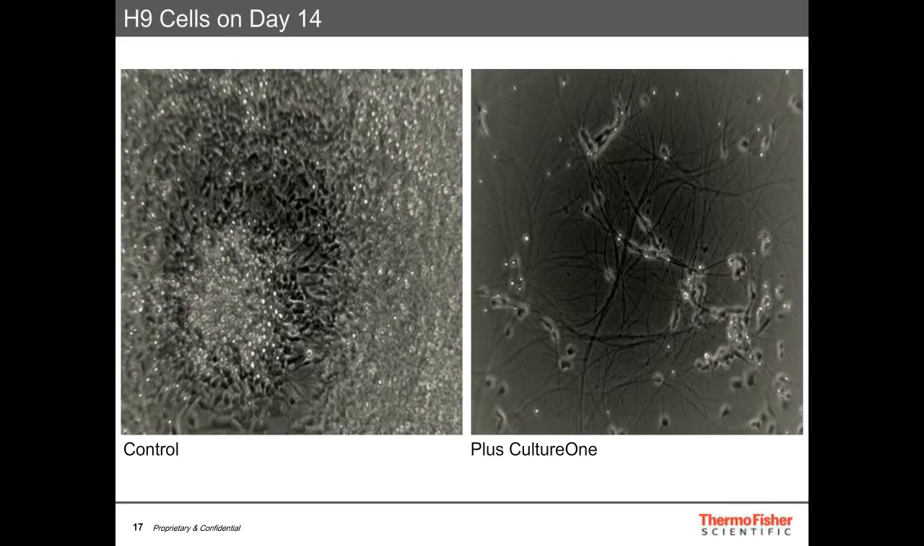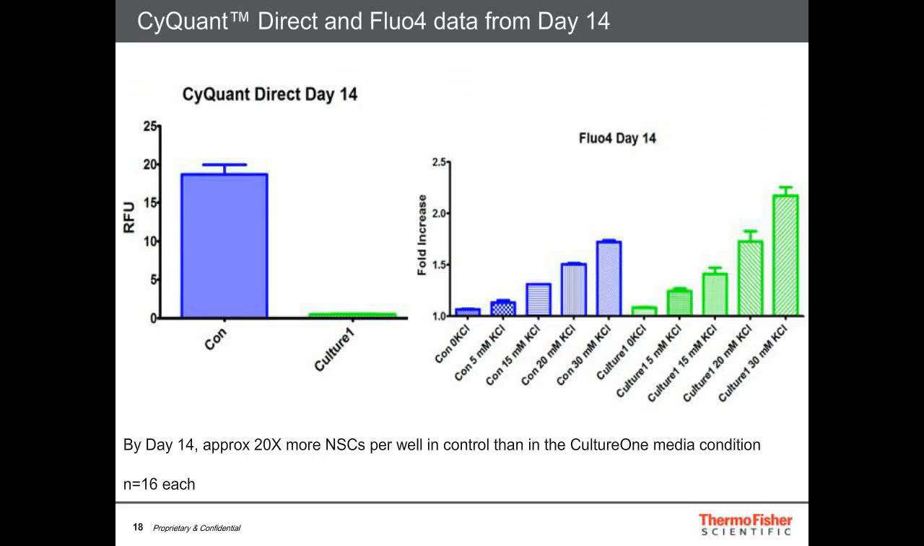So here we are on day 14. Now we're starting to see the real problem with growing cells in these conditions: they are stacking on top of each other and just overgrowing the plate. And then the cells in the presence of CultureOne, again, no change in the density, but much more in the way of processes that we saw the staining for earlier that are going to be positive for MAP2.